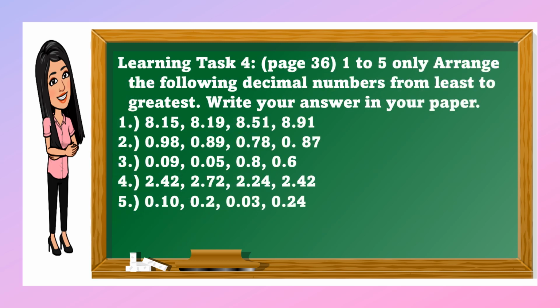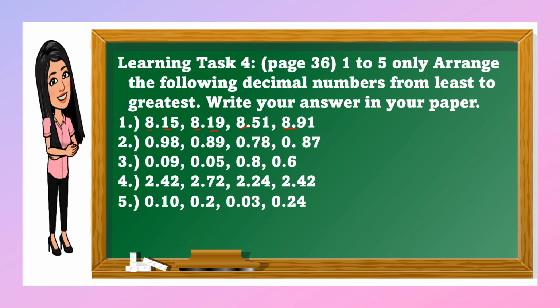And then, for your learning task 4, page 36 again, 1 to 5 only, arrange the following decimal numbers from least to greatest. Ibig sabihin, magsisimula sa maliit, papalaki. So, tandaan, tingnan. Oops, magkakaparehas yung mga nasa unahang number. Yung pangalawa kaya, magkakaparehas pa din ba? Hindi na. So, yung dalawa magkaparehas, yung sumunod na dalawa, hindi. Least to greatest. So, dito sa dalawang maliit, dahil 1 yan, mamimili na kayo kung alin yung uunahin nyo.